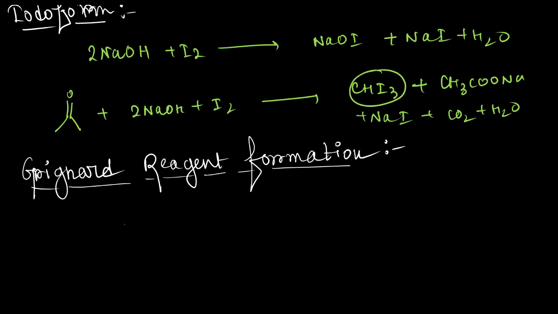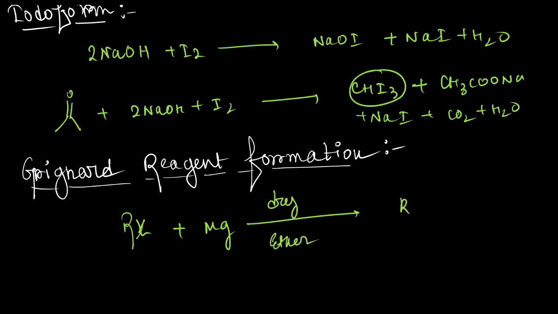Formation of Grignard reagent. Suppose we have a haloalkane RX and we are using magnesium in presence of dry ether, we can get the Grignard reagent. That will be very important in alcohol formation reactions. So RMgX, that will be called Grignard reagent.